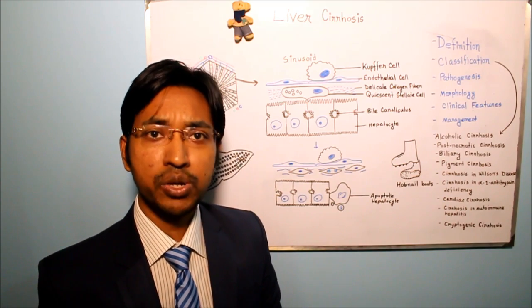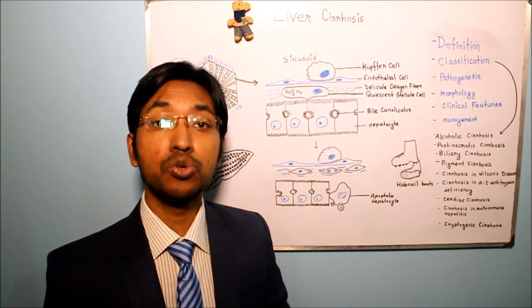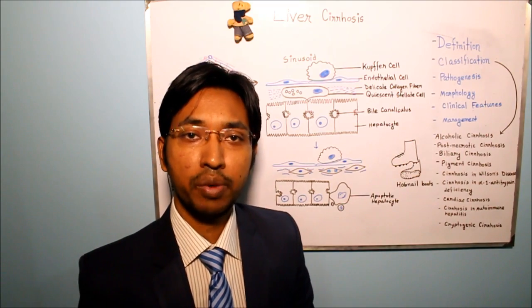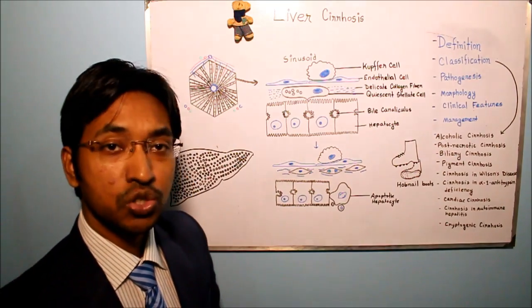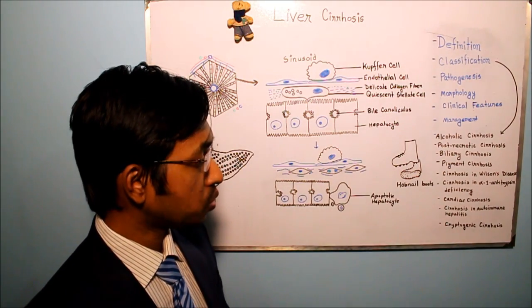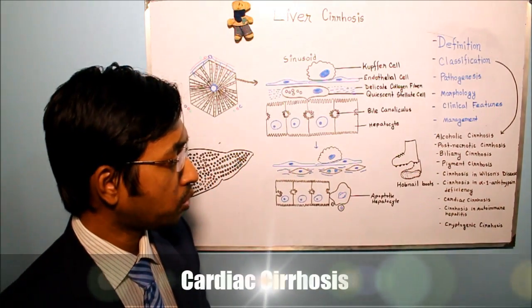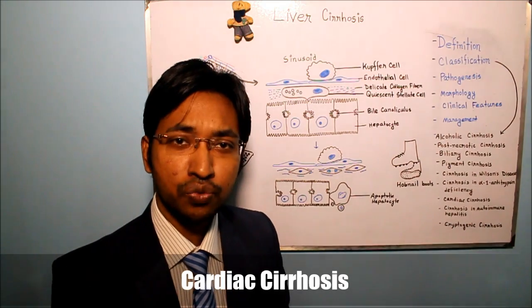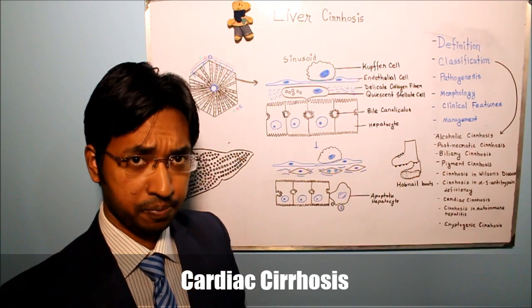Now I have a separate video entirely on emphysema, so you can also look into that video after finishing this video for more information regarding emphysema. Moving on to the next type of cirrhosis, and that is cardiac cirrhosis. In this type of liver cirrhosis, there will be liver cirrhosis following severe right-sided heart failure.